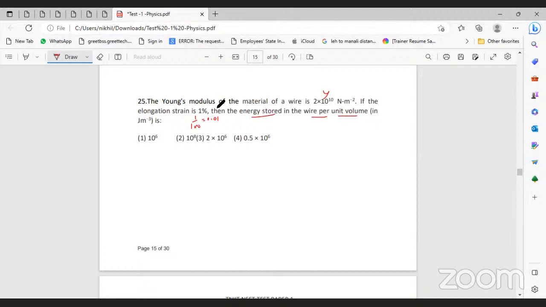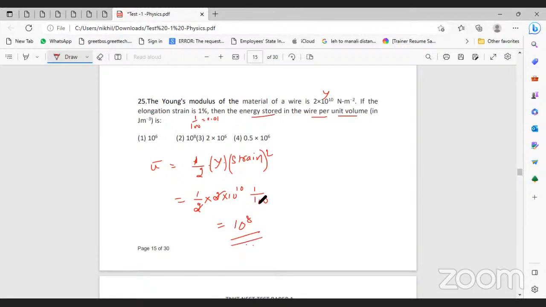That we call energy density. So energy density is given by the formula half times Young's modulus into the strain square. Remember this formula: half into Young's modulus into strain square. What about Young's modulus? 2 into 10 power 10. What about the strain square? The strain is 1%, that is 1 by 100. Half into 2, the 2 and 2 will get cancelled.